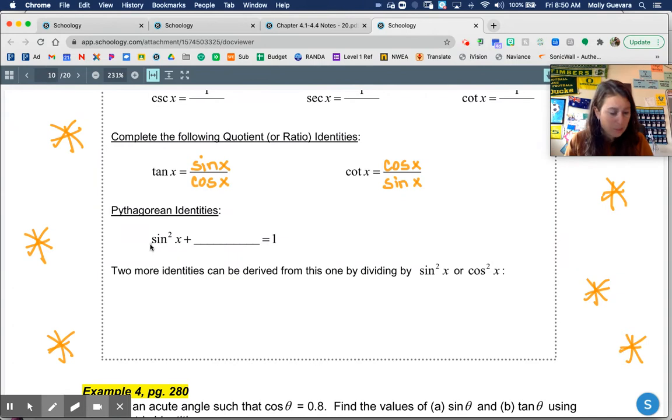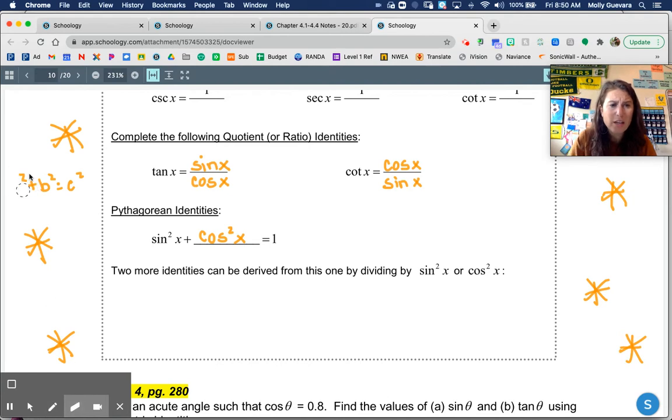Okay, the next one is what we call the Pythagorean identities. Remember that Pythagorean's theorem, right, is a squared plus b squared equals c squared. So just keep in mind it's very, very similar. Notice that it's sine squared of x, and then this one is going to be cosine squared of x equals 1. So if I add those two things together, I get 1.